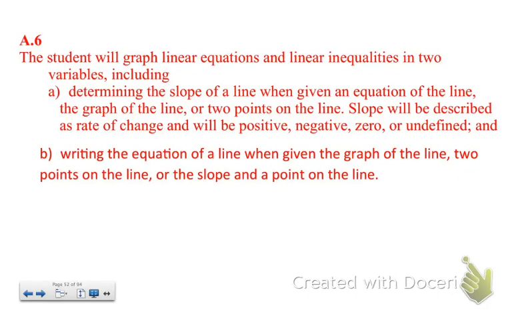This is A.6. The student will graph linear equations and inequalities in two variables, determining slope of a line given an equation or the graph or 2 points on the line. Slope will be described as rates of change, positive, negative, 0, or undefined, and writing the equation of a line when given the graph of a line, 2 points of the line, or slope and a point. Okay, so all about slopes and graphs.